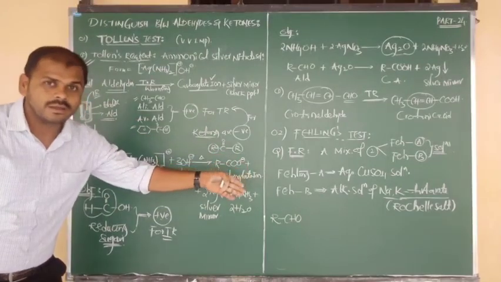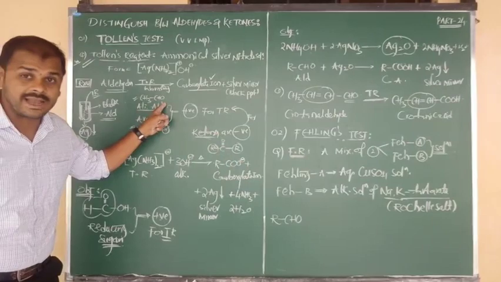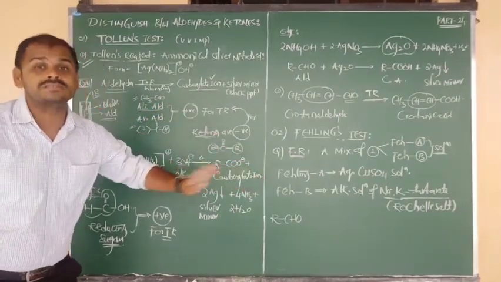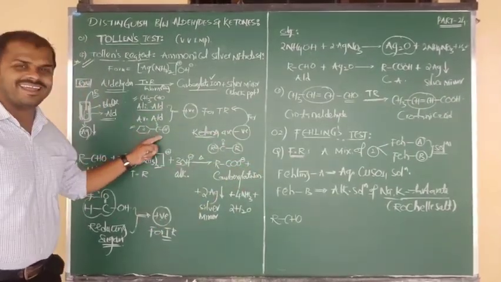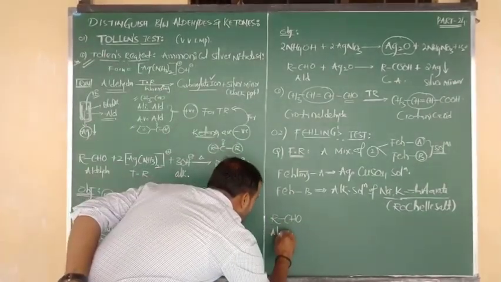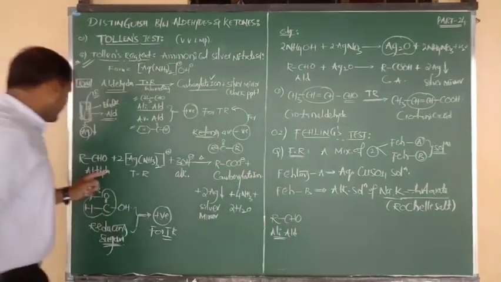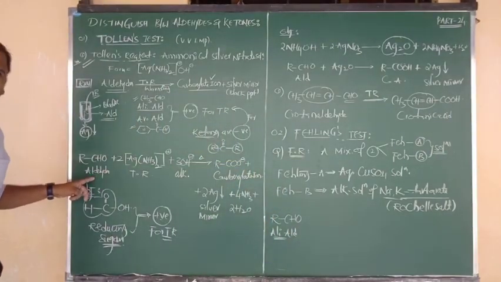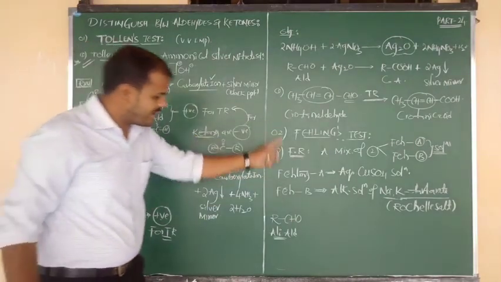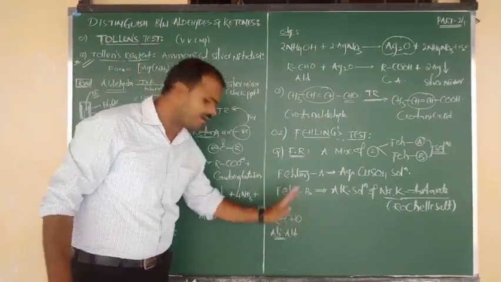But Fehling's is positive only for aliphatic aldehydes, like formaldehyde and acetaldehyde. Fehling's does not respond to aromatic aldehydes. So directly we can write R-CHO. Here I am going to write directly aliphatic aldehyde. But what we have written earlier was just aldehyde, all types, aliphatic and aromatic. In case of Fehling's, particularly we have to write that it is positive only for aliphatic aldehydes.